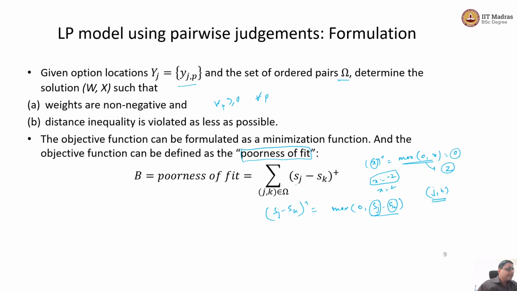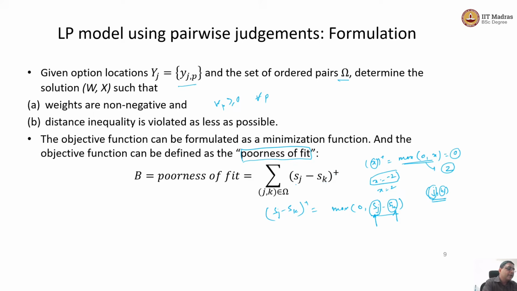Max value should be 0. However, let us say that this distance inequality is violated, which essentially means that even though J is preferred over K, somehow Sj is bigger than Sk. Now that is a violation.